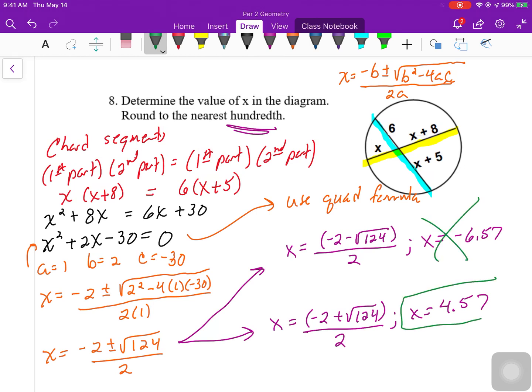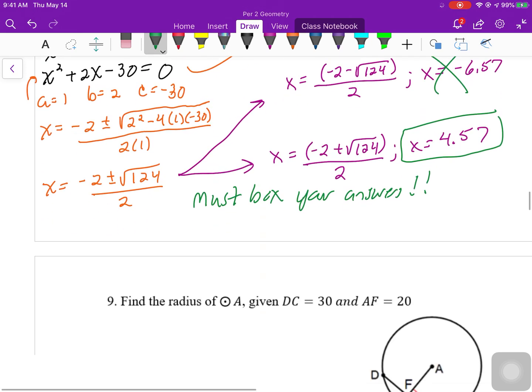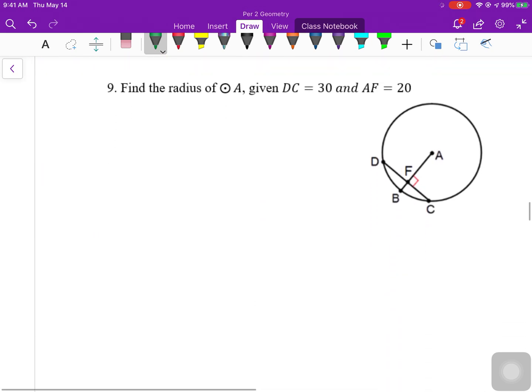On the bottom, I end up with x equals 4.57. When I look at the problem, the negative does not make sense. So yet again, I can't use that one. I must box this answer. Please don't forget you must box your answers. If you don't, I won't know which one to pick, and I will have to take points off, because clearly you don't know which one to pick either, or you would have boxed it.